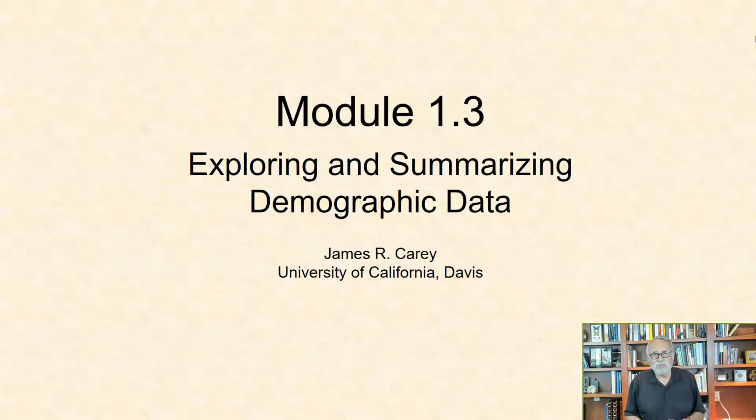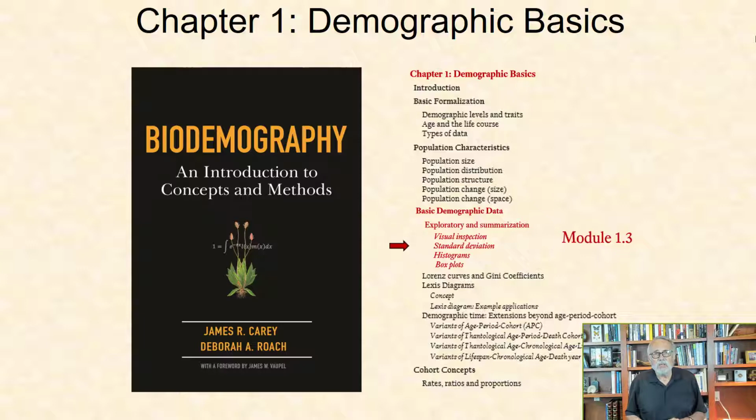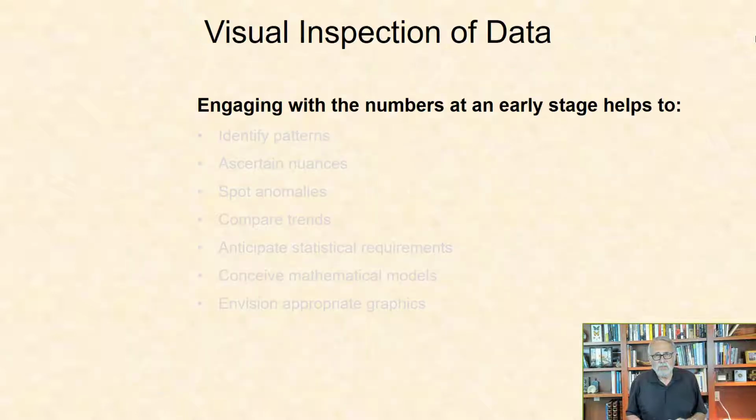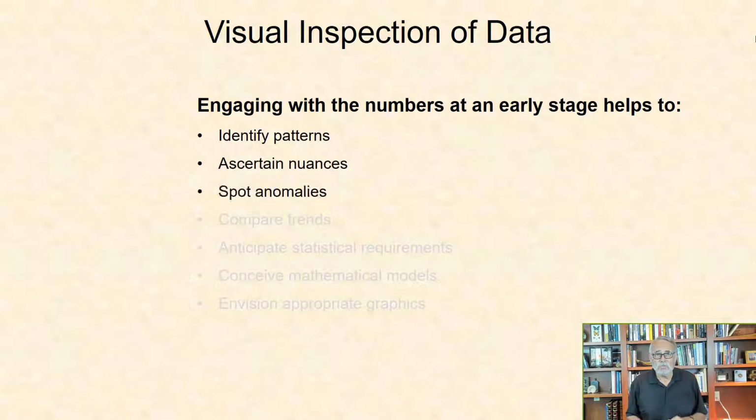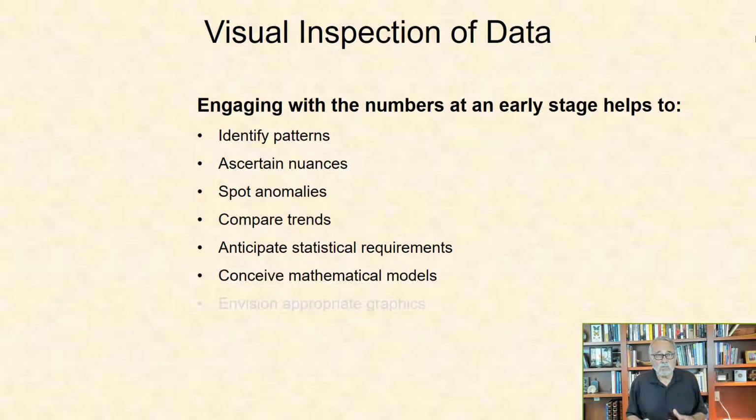In this module of the first chapter of Biodemography, Module 1.3, I will cover concepts and methods for exploring and summarizing demographic data. Visual inspection of raw data is the first step to understanding numerical information collected in demographic studies. Engaging with the numbers at this early stage helps to identify patterns, ascertain nuances, spot anomalies, compare trends, anticipate statistical requirements, conceive mathematical models, and envision appropriate graphics.